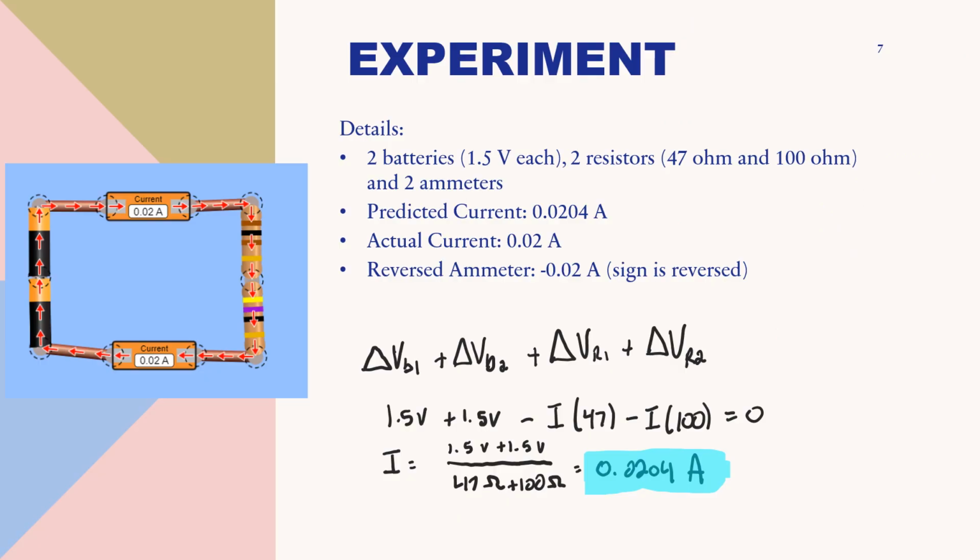You can see the first circuit set up here on the left, made of two batteries of 1.5 volts, two resistors, one of 47 ohm and one of 100 ohm, and two ammeters. The predicted current, you can see the hand calcs here, was 0.0204 amps, and the actual current was read to be 0.02 amps. Reversing the ammeter gave a reading of negative 0.02 amps, as the sign is reversed when the ammeter is reversed.